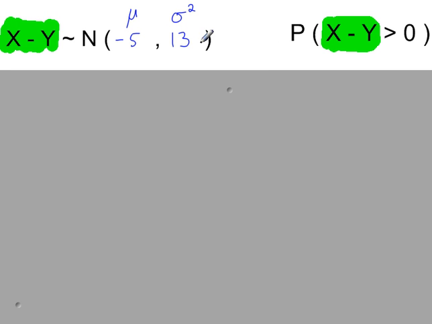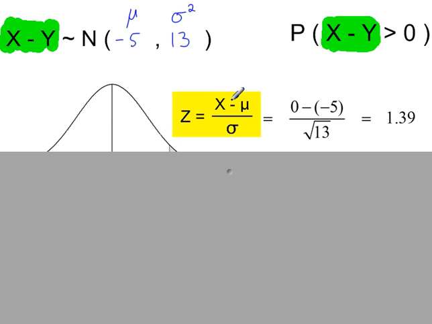So we have our normal distribution for x minus y, and we're working out the probability that x minus y is greater than 0. This is the value that we're going to standardize. The standardizing formula, so the value we standardize is 0, which goes here, minus the mean, and the mean is minus 5. Be careful with the signs here. Divided by the standard deviation. The variance is 13, the standard deviation is the square root of 13. So z is 1.39.